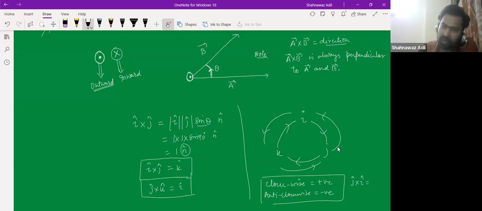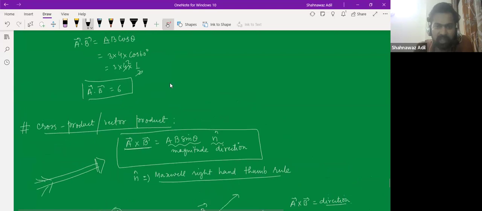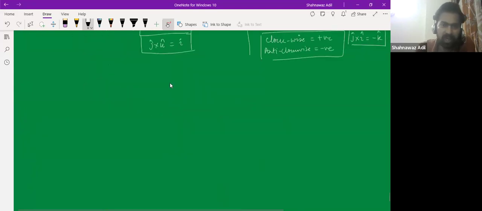So are you going clockwise or anti-clockwise? J cross I, anti-clockwise, so that would be negative. So J cross I would be minus K hat. Clear? Yeah, so these things we have to remember. So please note it down, right? But let me just talk about the last thing.